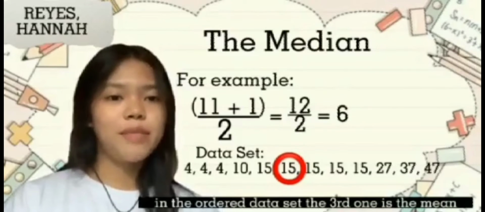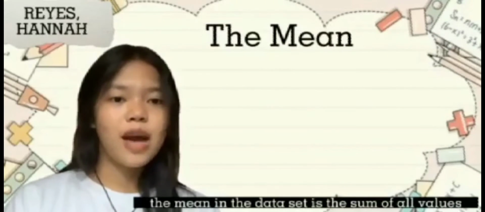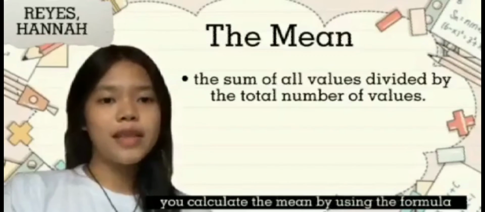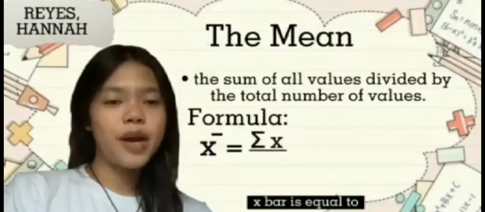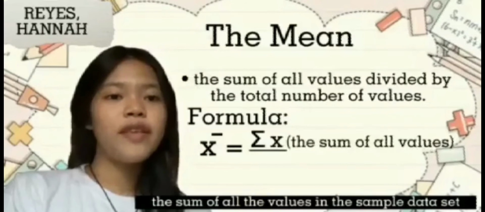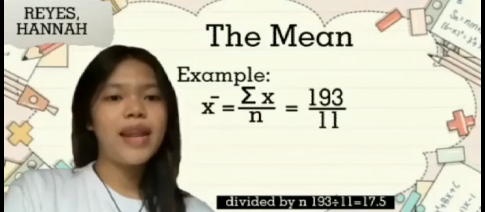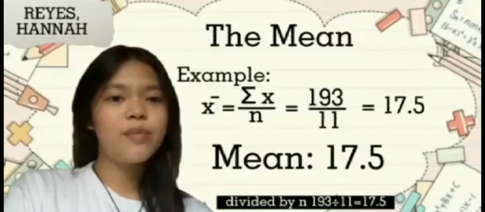The third one is the mean. The mean in the dataset is the sum of all values divided by the total number of values. You calculate the mean by using the formula x bar is equal to the sum of all the values in the sample dataset divided by n. 193 divided by 11 is equal to 17.5.